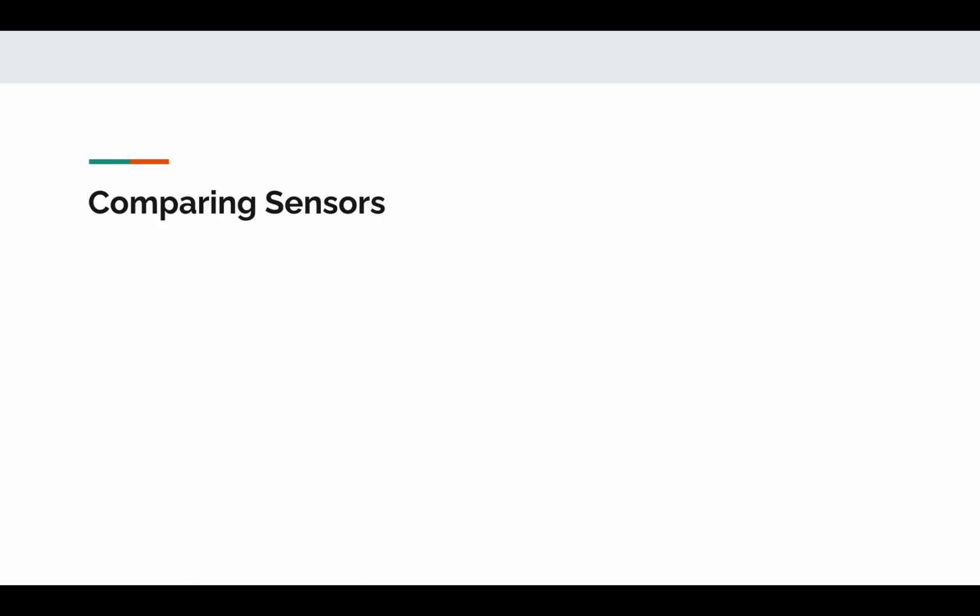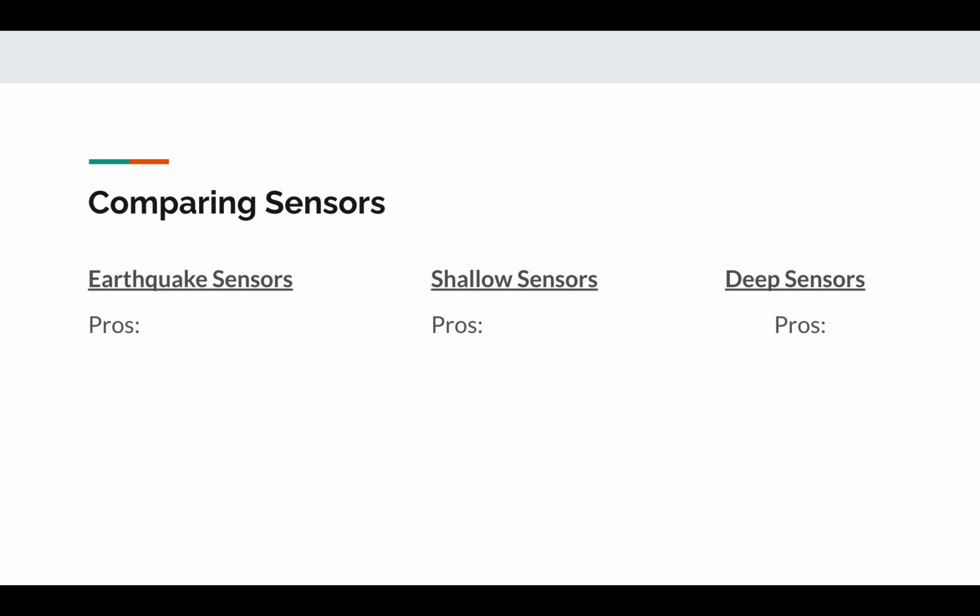during my research, I learned that there are 3 different types of sensors which I could use in my design. There are earthquake, shallow, and deep sensors. I had to consider both the pros and cons of each sensor so I could use them in my design. Let me tell you about them here.